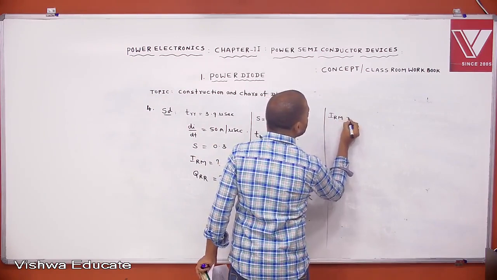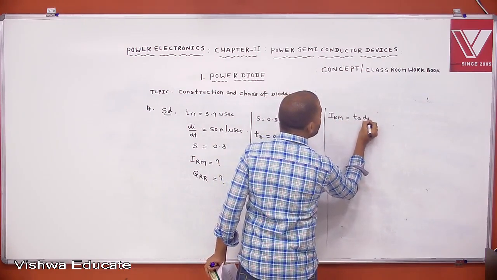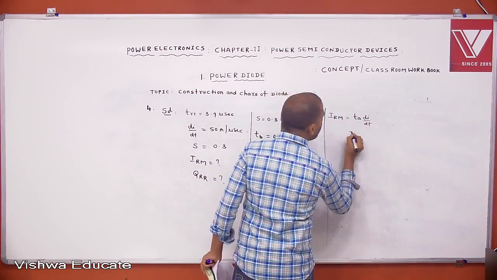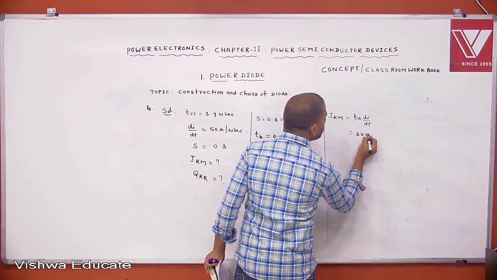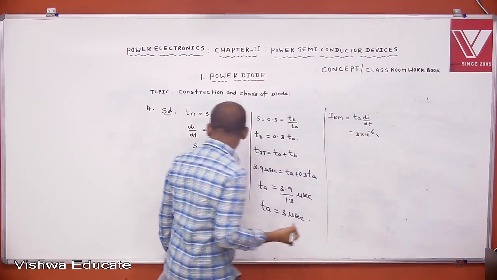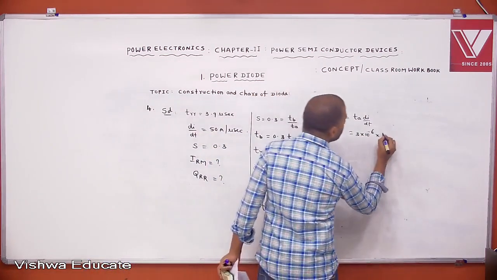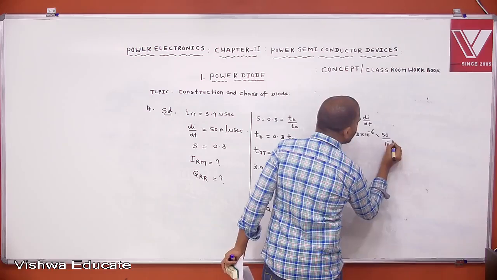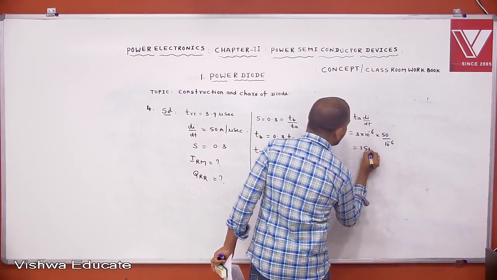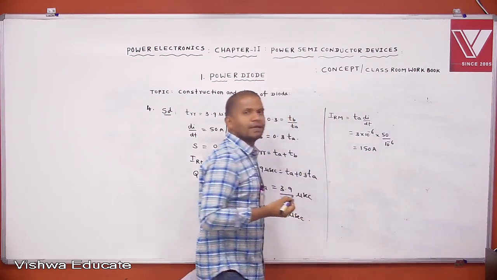IRM equals TA into di by dt. TA is 3 microseconds, that is 3 into 10 to the power of minus 6, and di by dt is given as 50 ampere per microsecond, that is 50 by 10 to the power of minus 6. How much can we get? 150 amperes. This is IRM.